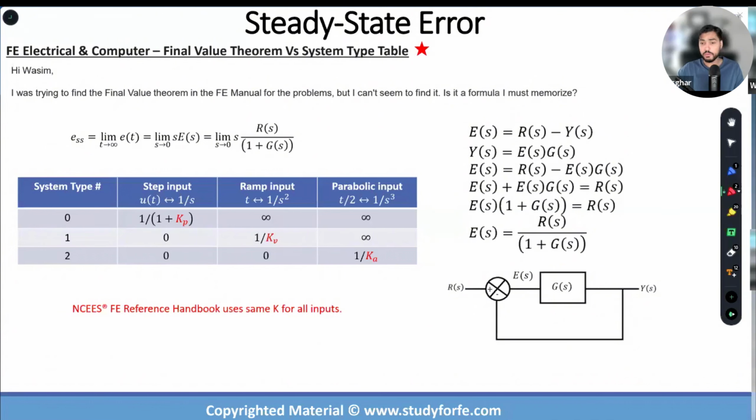Number one, it's not very intuitive. It seems like it's just 1 divided by kp plus 1, and you go ahead and plug and chug. First of all, the way that the table is presented, the reference handbook uses k for all inputs. And this is sort of a subtle detail. When we go through the derivation, which I have done for each and every one of them in the course, you recognize that this constant kp is different from kv and kv is different from ka. One is position, one is velocity, and the other one is acceleration.